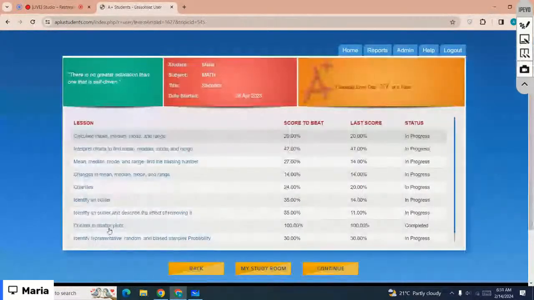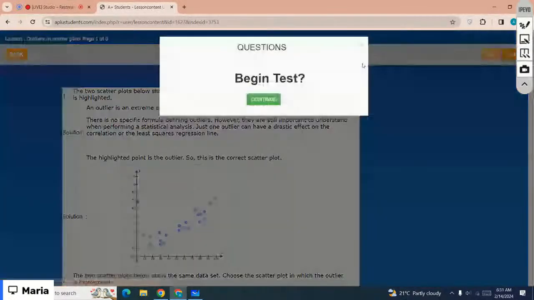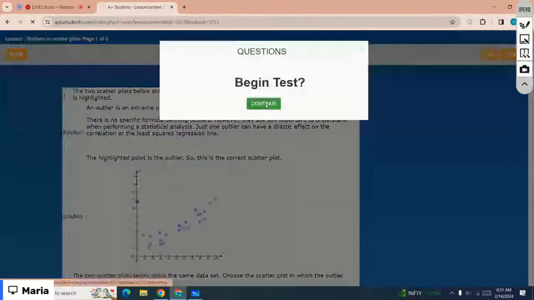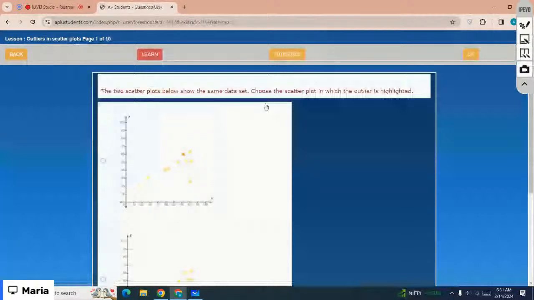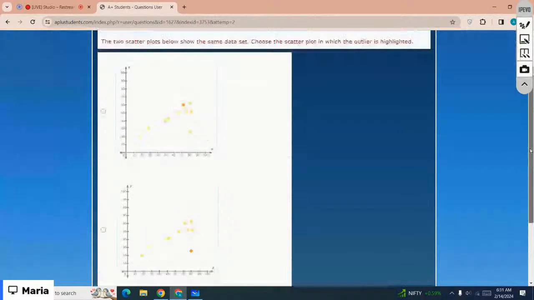Outliers in scatter plots. Let's just see. Okay, the two scatter plots below show the same data set. Choose the scatter plot in which the outlier is highlighted. So, which is the correct option? Here are the two graphs given. Which is the correct option?